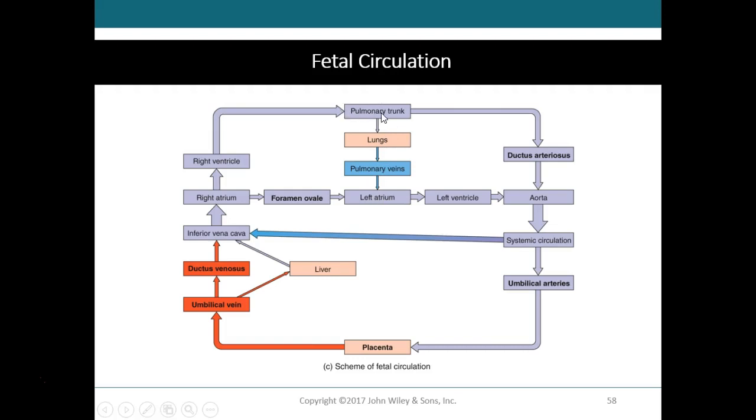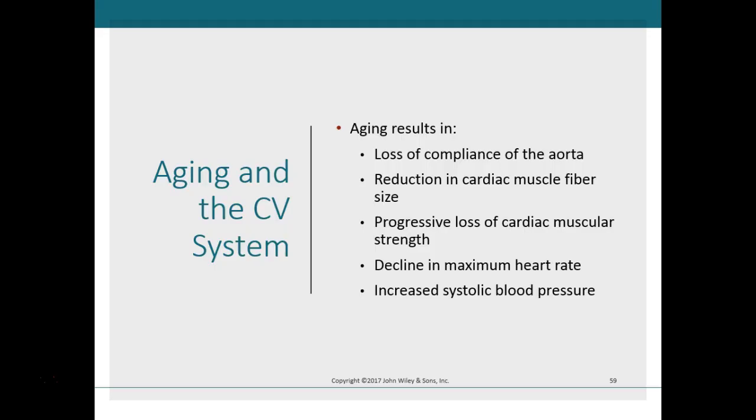Now, the pulmonary trunk, remember, had a modification between it and the aorta, and that little channel there was the ductus arteriosus. So most of the blood that enters the pulmonary trunk flows through the ductus arteriosus into the aorta and then into systemic circulation.